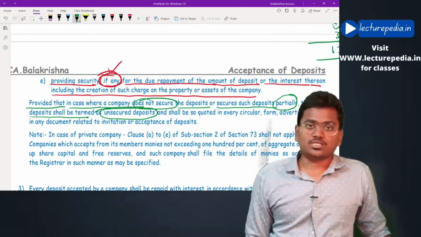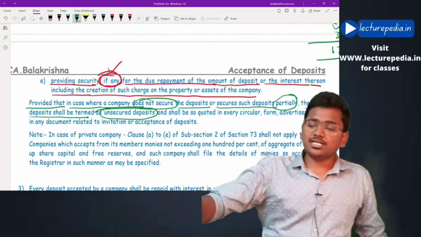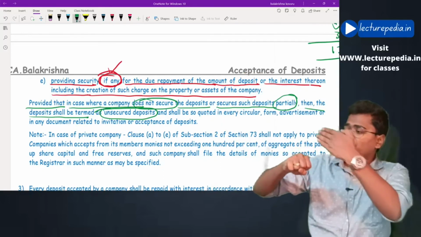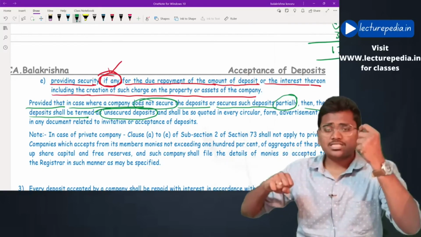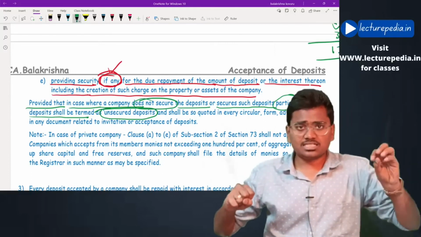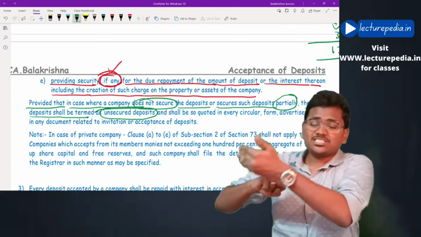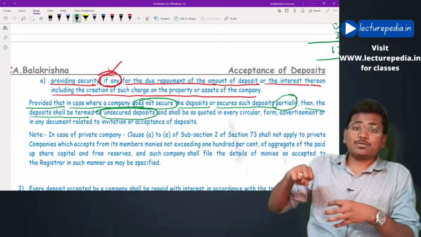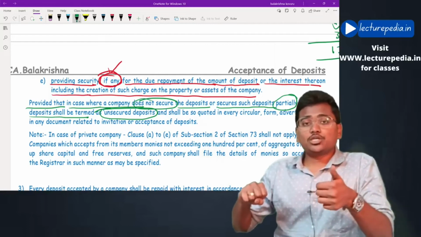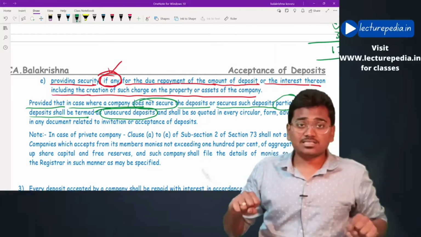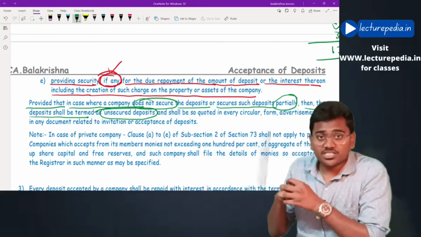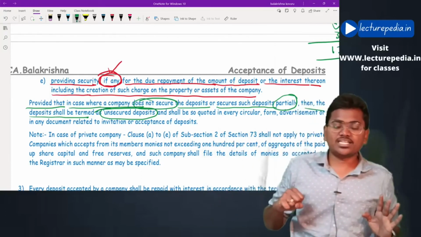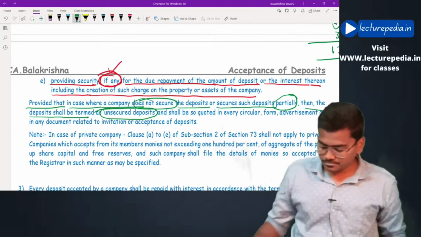And another situation, let's say the company raised deposits of 100 crores. Now of these 100 crores, for 50 crores the security has been created, charge has been created, and for the balance 50 crores no charge has been created. This will be a type of partially secured deposits. Now the Act says that even partially secured deposits will be treated as unsecured deposits only. Hope this is clear.